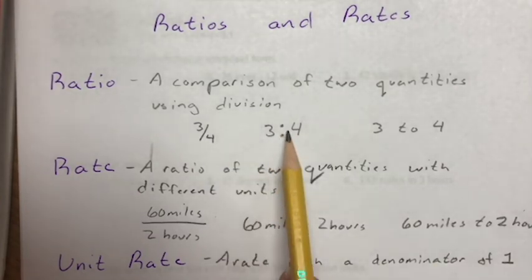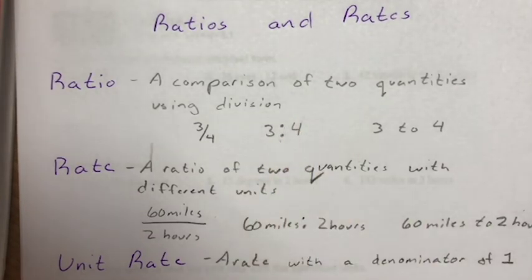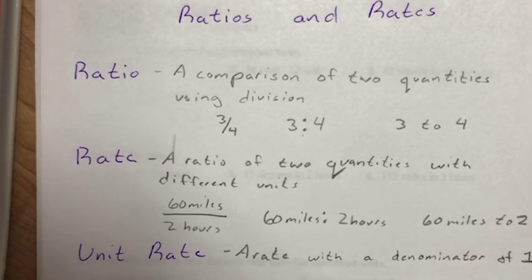By the way, this symbol right here, this colon, especially when you get into later mathematics, probably pre-calc and stuff like that, is a symbol that you can use to denote division, so just keep that in mind. All right, so a ratio compares two numbers.